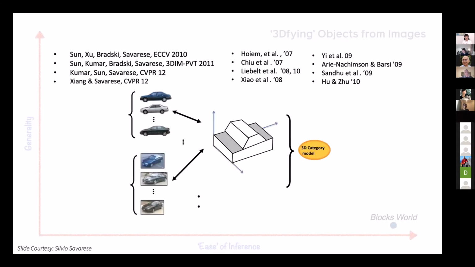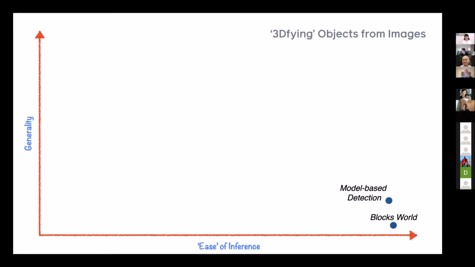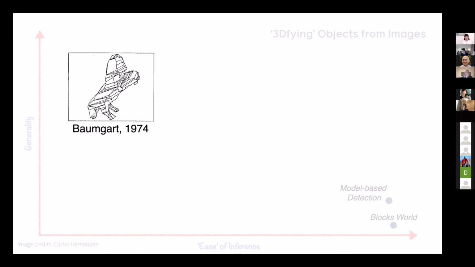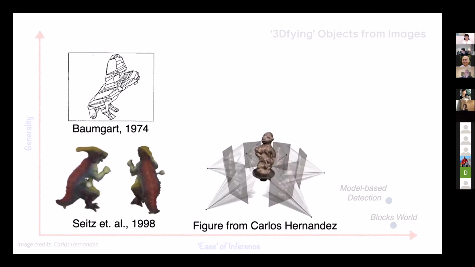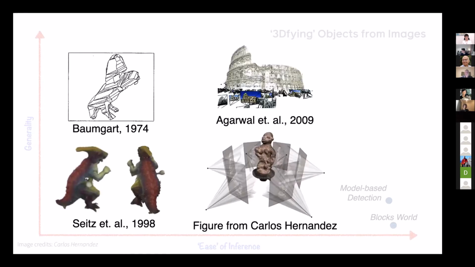And over the next decade or so, we improved the generalization by using, let's say, model-based detection systems, which could make it work on a far broader set of categories. And in parallel, in computer vision, there was this amazing stream of work on multi-view stereo and structure from motion-based approaches, which gave a very different perspective to the problem of 3D-fying scenes and objects.